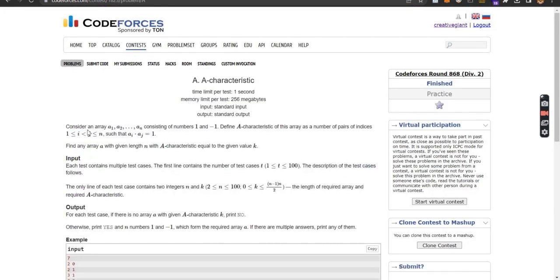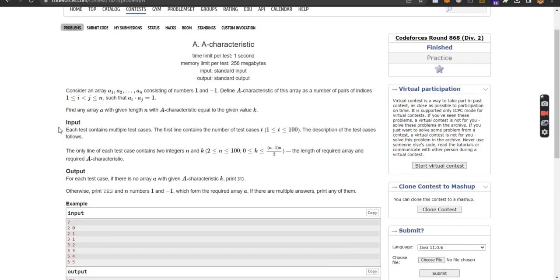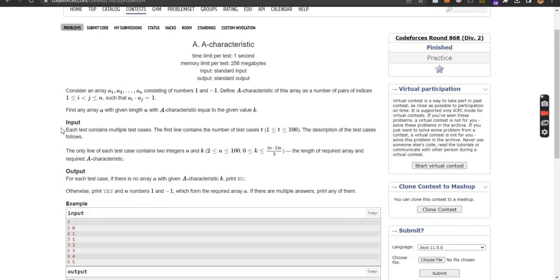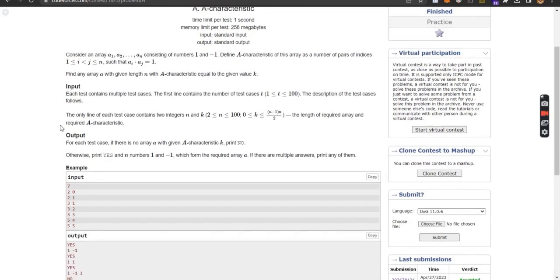The first problem was pretty easy. It is A Characteristics. I would suggest first to pause the video and read the problem, try to think about a solution, and I'll discuss this problem later. So I think you have read it, and I'll quickly explain it with the help of examples.